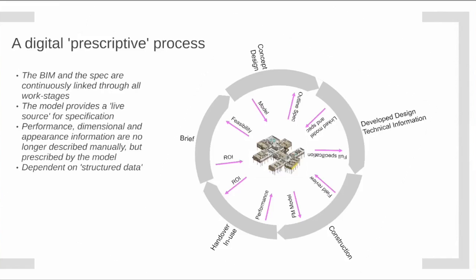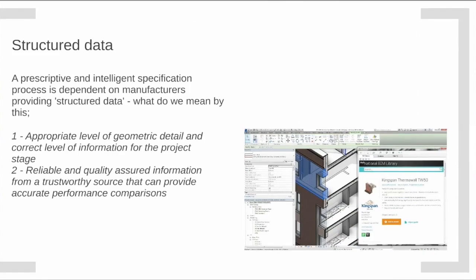But really the key to the success of this is the actual information that we're building our model with. And the key to that is what we call structured data, which is what we're going to look at in close detail shortly. So what we mean by structured data is that, as Ian showed you before, the objects that we're filling our models with from the MBS library, we really need to know that those objects have the correct level of geometric detail and information, and are also quality assured, and they can be compared accurately.